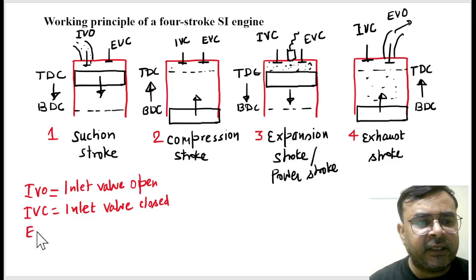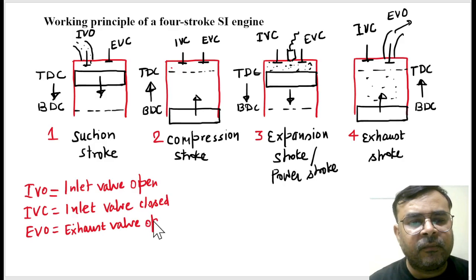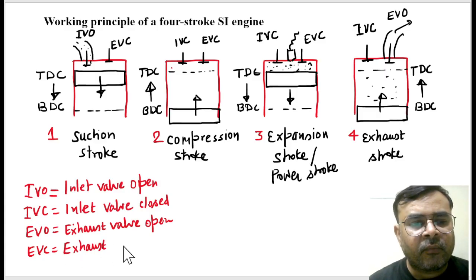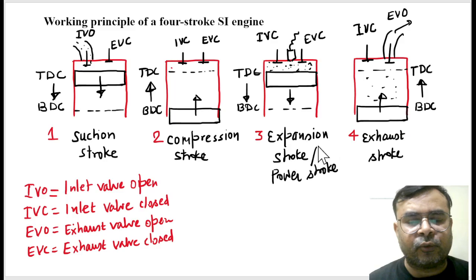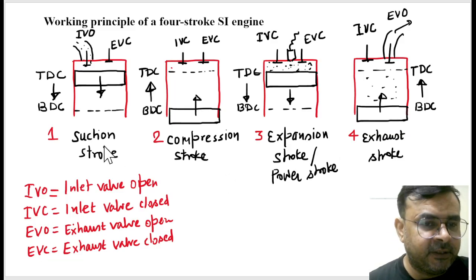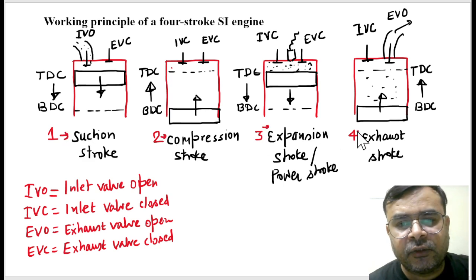And similarly, if I write EVO, then this is exhaust valve open. And if I write EVC, then this is exhaust valve closed. Is it right? So you just remember this. Here I'm just writing the full form of these terminologies: IVO, IVC, EVO, and EVC. Otherwise, here we have stroke 1, stroke 2, stroke 3, and stroke 4.